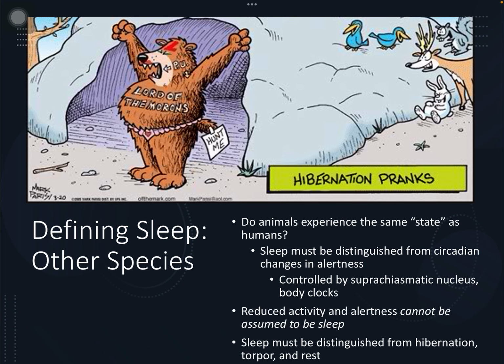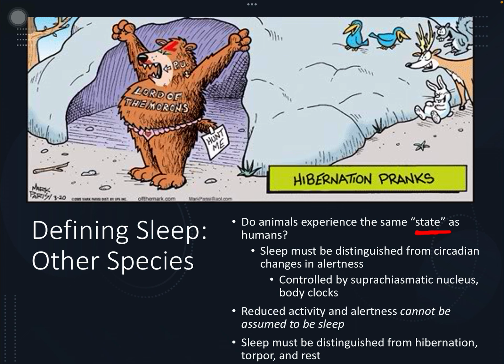So if we look at other species, and we want to see if we consider their experience as sleep, we really have to ask the question, is the state of sleeping the same experience as we see with humans, right? So we have to have a very specific definition of sleep that is going to include different animals. And it can't be the same exact experience as humans because not all organisms have the same kind of nervous system, for example. And so we have to ask the question, how do we look at different organisms and determine if they fall into the same experience or category as human sleep?